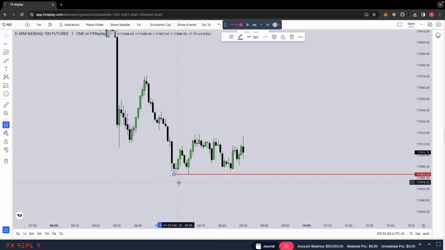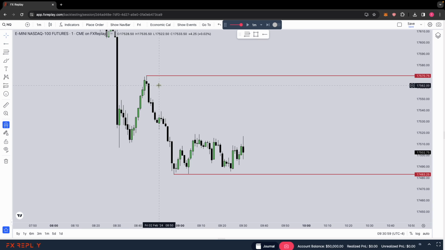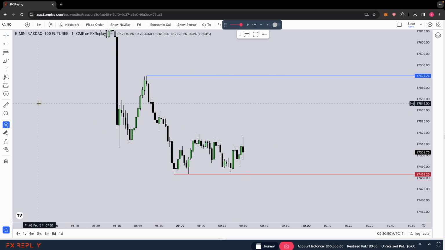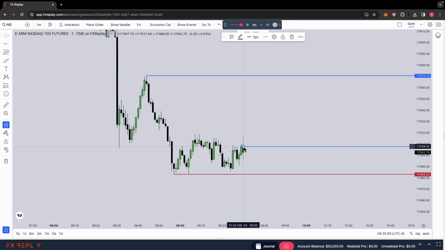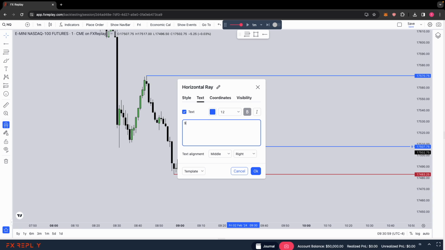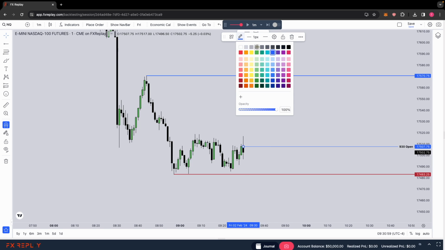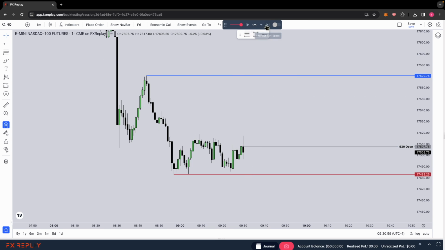So we obviously have some clear relative equal lows here. We have a swing high here. So that would be your buy side liquidity, this blue line up top. And then we do need to mark out the 930 opening price. I'm going to label that on the right side there. Okay, and now we're just going to wait for our first fair value gap that we can classify as our 930 fair value gap.